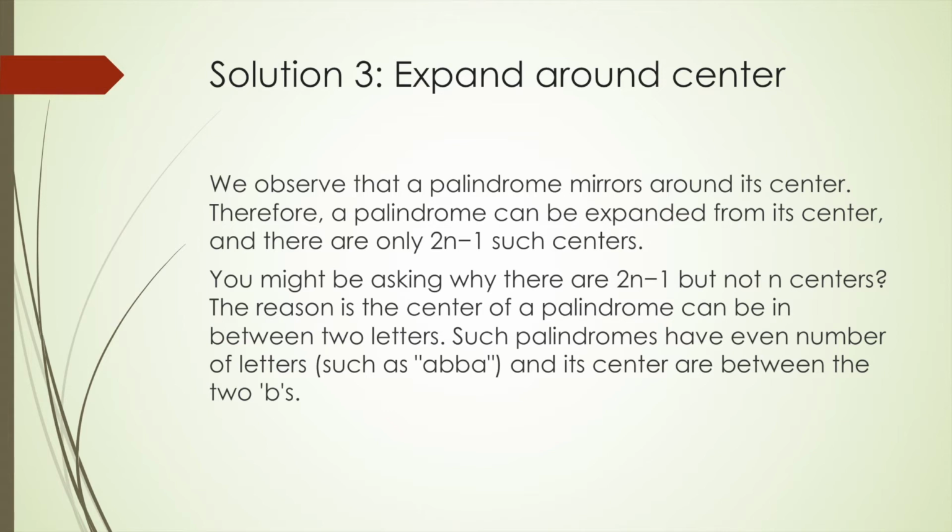You might ask why there are 2n minus 1 but not n centers. The reason is that the center of a palindrome can be in between two letters. Such palindromes have an even number of letters, such as ABBA, and its center is between the two B's. So this is a better solution for this problem. The time complexity is also O(n squared), but it uses less space. It only uses linear space.